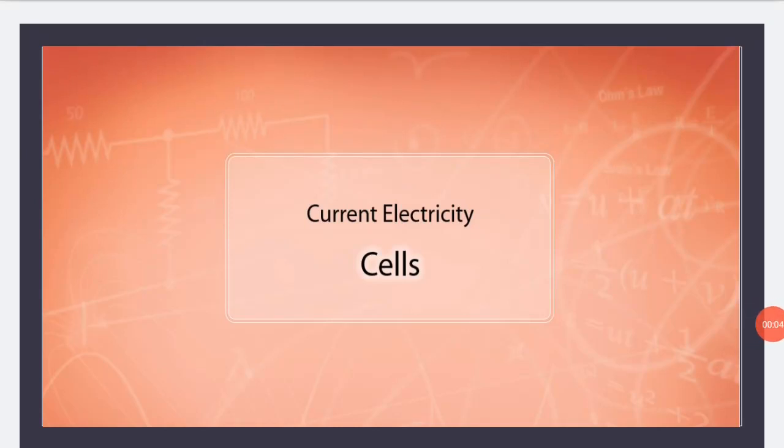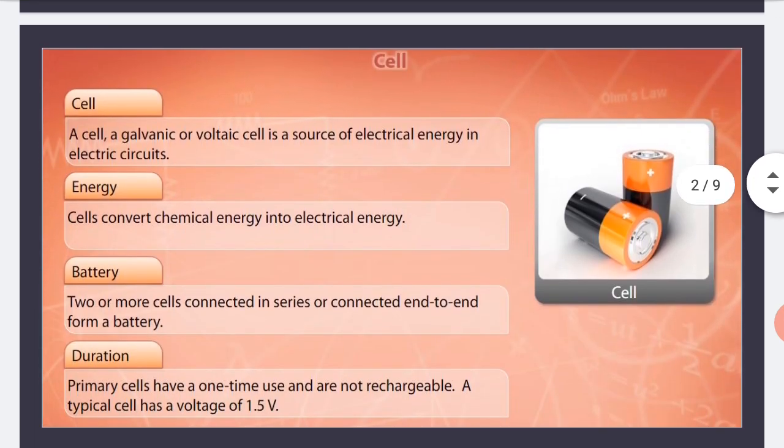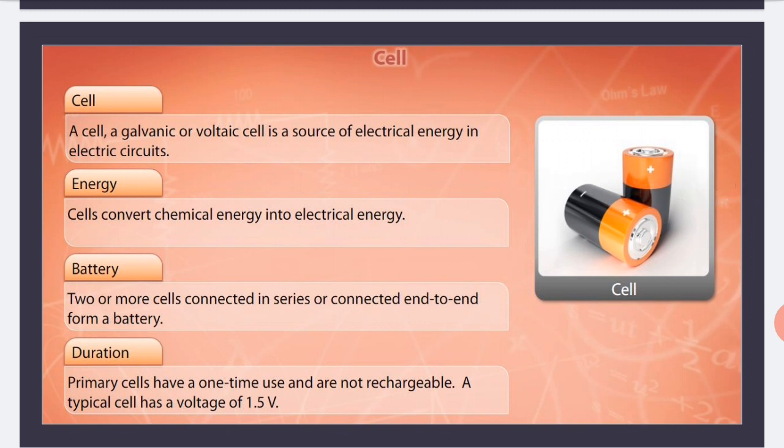Students, look at the screen, watch and listen carefully. Your topic today is cell. In electricity, the cell is an important topic. First of all, do you know what a cell is? A cell is a galvanic or voltaic cell, a source of electrical energy in an electric circuit.